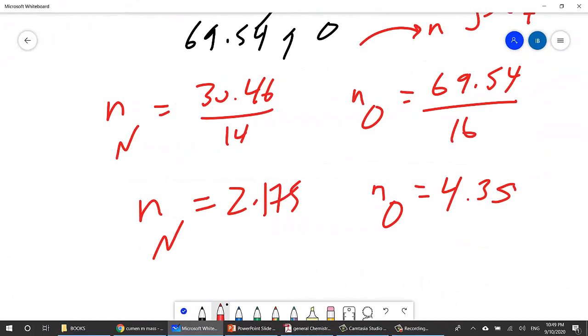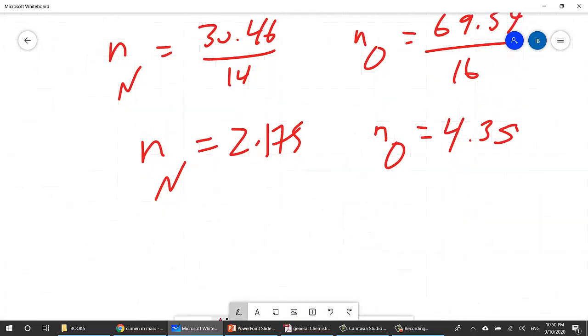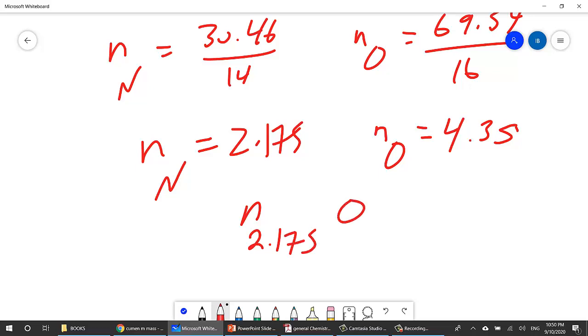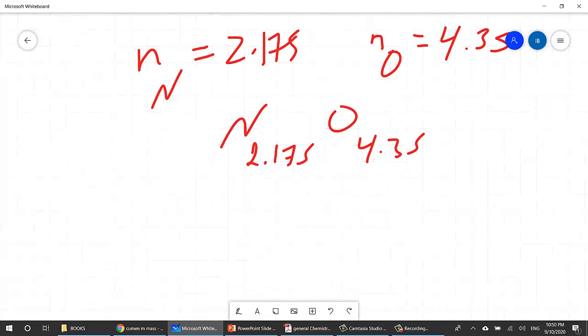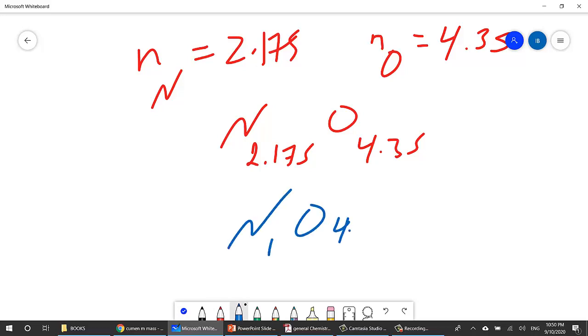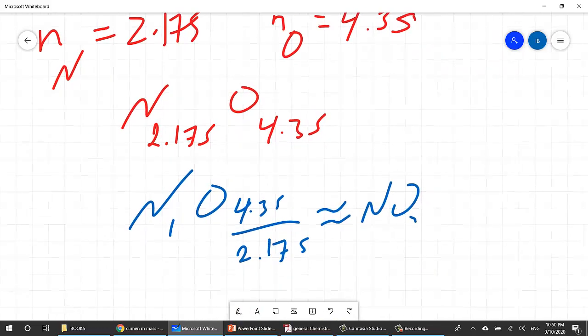Okay, so if you do the math, that should give you a number of moles of nitrogen around 2.175, and the number of moles of oxygen is 4.35. So the initial formula would be N 2.175, and oxygen 4.35. And of course, as we always do, we divide by the smallest ratio, and that will give you N1O, 4.35 divided by 2.175, which gives NO2, and that is the empirical formula.